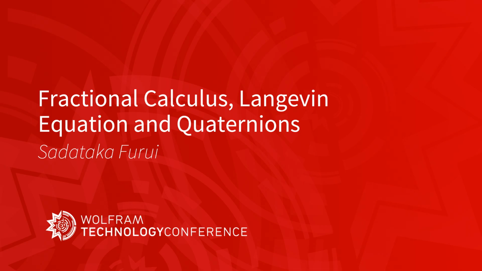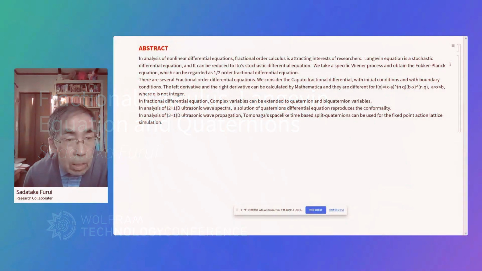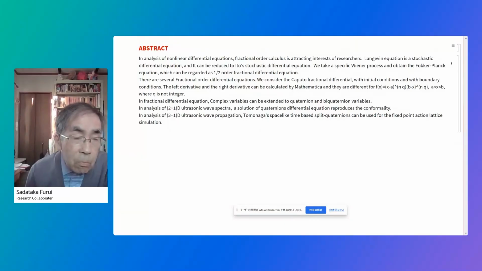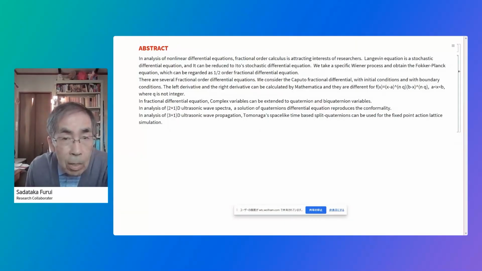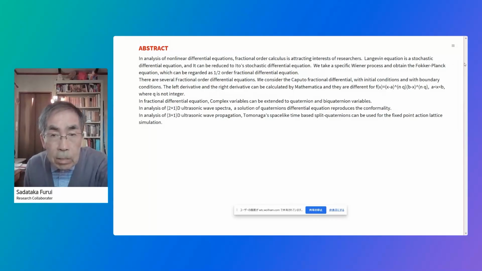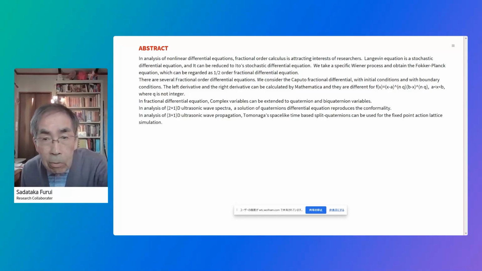But I would like to speak about fractional calculus, Langevin equation, and quaternion used in Mathematica. This is my abstract. In analysis of nonlinear differential equations, fractional order calculus is attracting the interest of researchers. The Langevin equation is a stochastic differential equation, and it can be reduced to Ito's stochastic differential equation. We take a specific linear process and obtain the Fokker-Planck equation, which can be regarded as a half-order fractional differential equation.